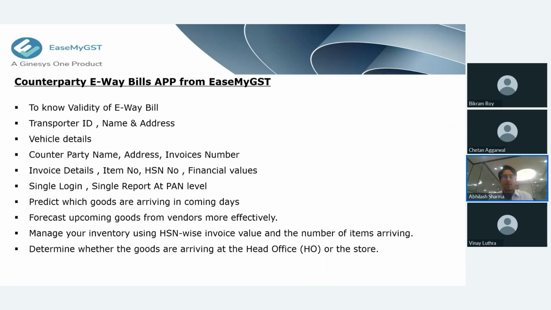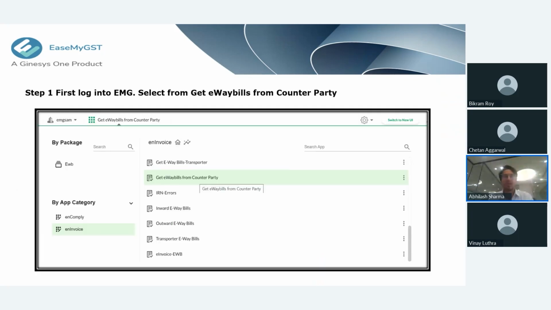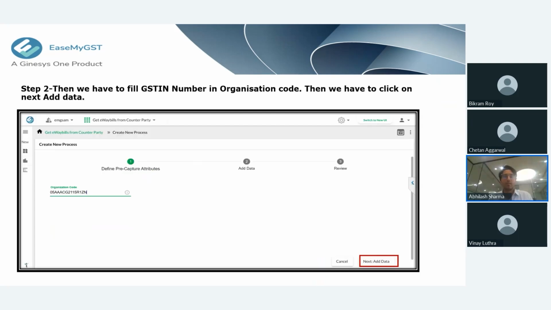So we will guide you on how to download this report from ℏ/GST in the next slide. Let's see the basic steps to generate this report from ℏ/GST. First, we have to log in to ℏ/GST, and after this, we have to click on the app section. This user interface will show on our side. Then we have to click on get e-bill from counterparty. Then the next step is to select the GSTIN to view which vendor has created the e-bill using our GSTN. Then we have to click on the add data button.